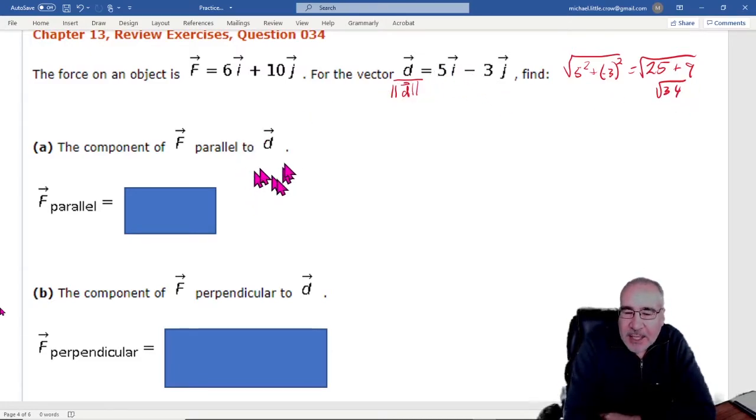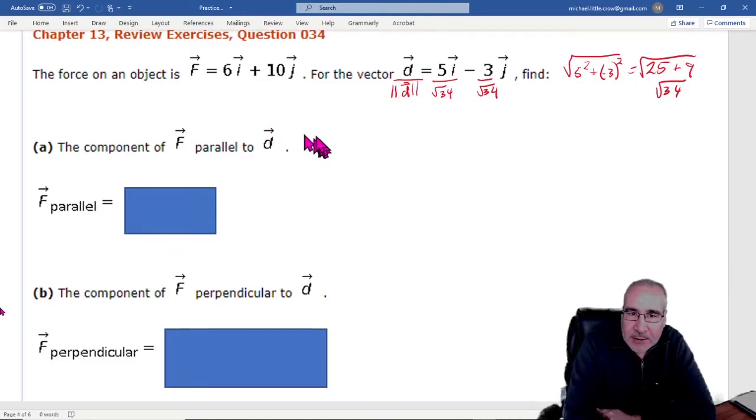So we're going to see, it might not be as pretty. So we divide everything by square root of 34. And so there's our unit vector right there. Not too bad. We now take a dot product between the force vector and this unit vector.